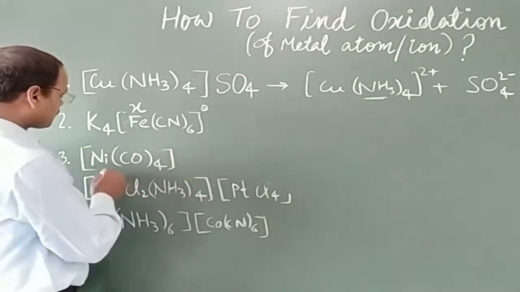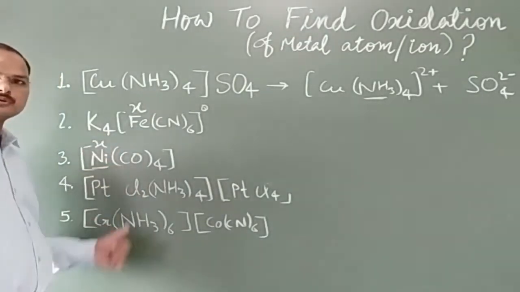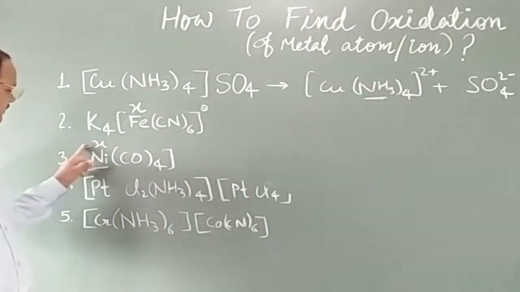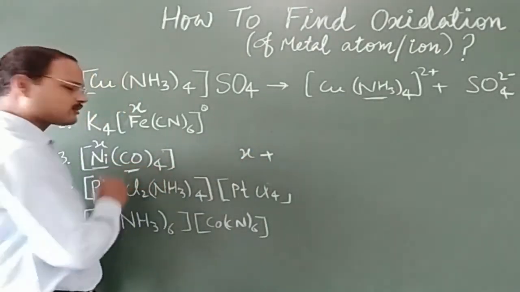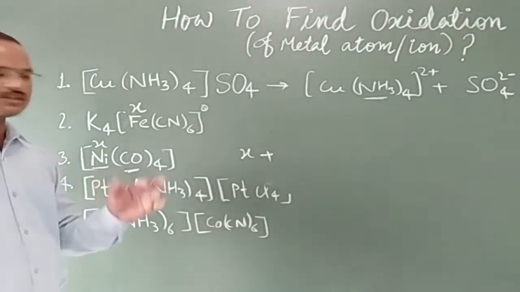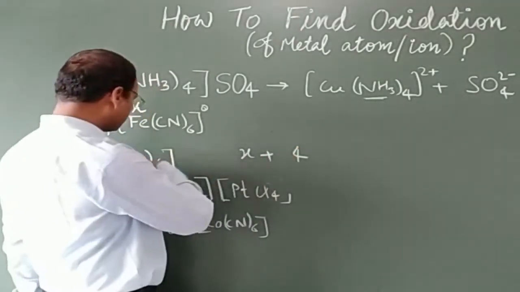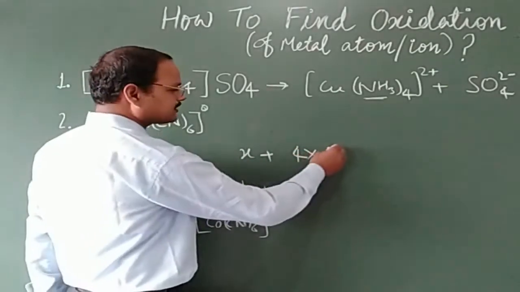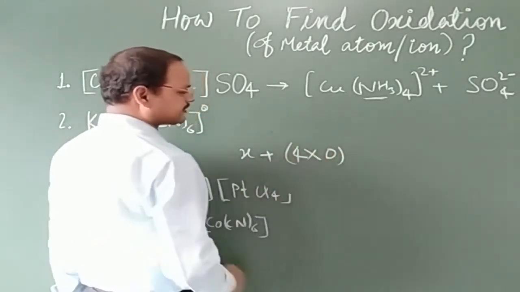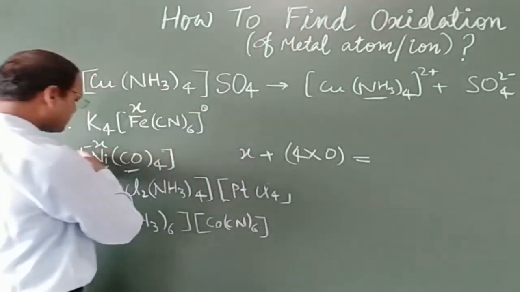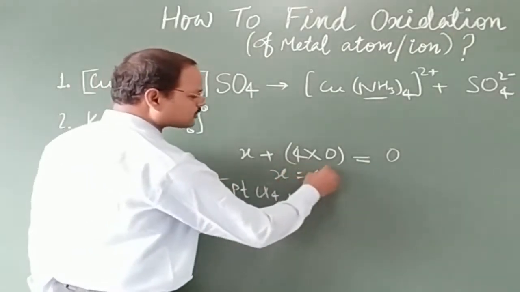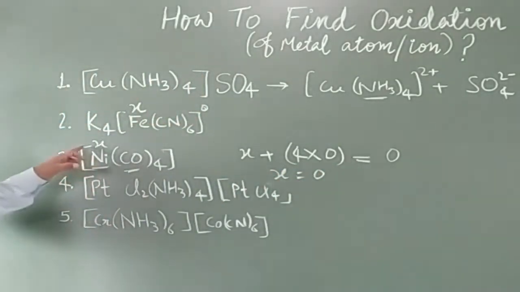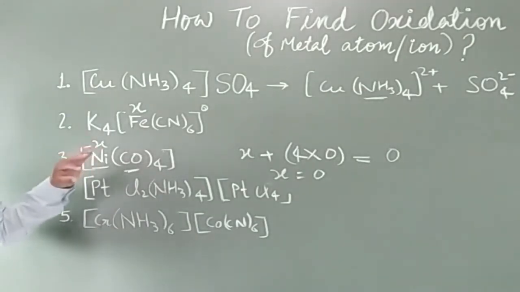Now see, to find the oxidation state of nickel, we take it as an unknown value x. Now solve for x. We get x plus, carbonyl is a neutral ligand, it means 0 charge. We can find the overall charge on the ligands this way, and overall this complex compound is neutral. It means x will be equal to 0. So nickel is in the ground state or 0 oxidation state in this compound.